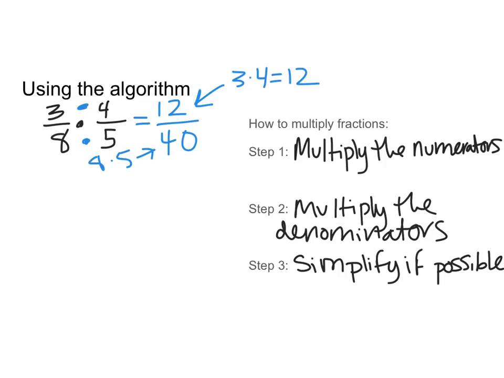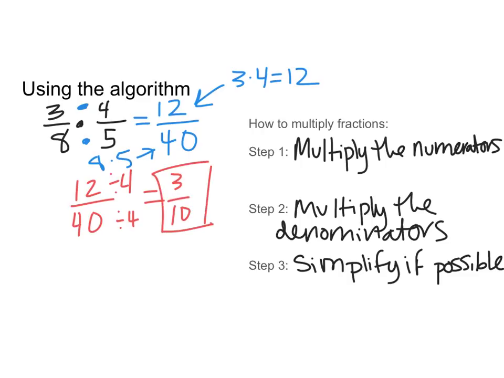So is it possible to simplify 12/40ths? I think so. I think that both 12 and 40 have a common factor of 4. So I'm going to divide both numbers, 12 and 40, by 4. 12 divided by 4 gives me 3, and 40 divided by 4 gives me 10. So my final answer is 3/10.